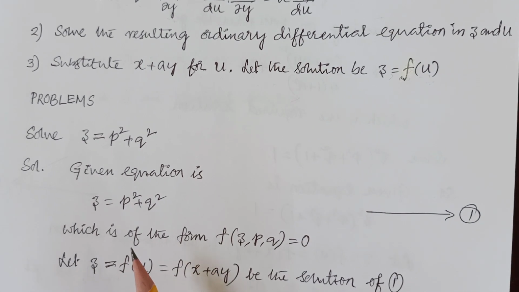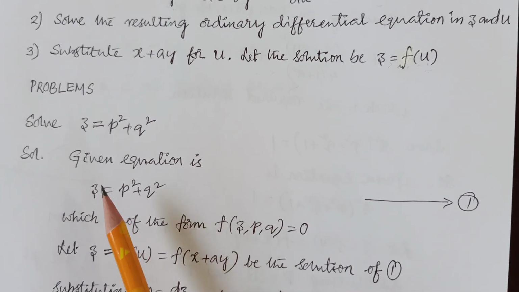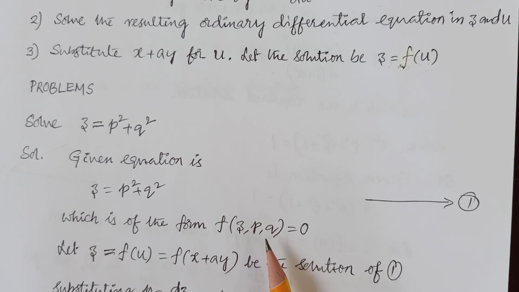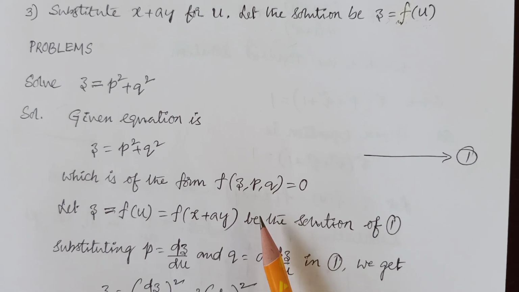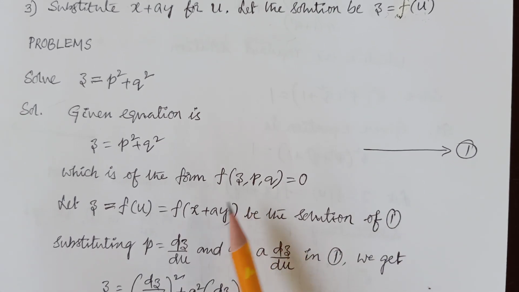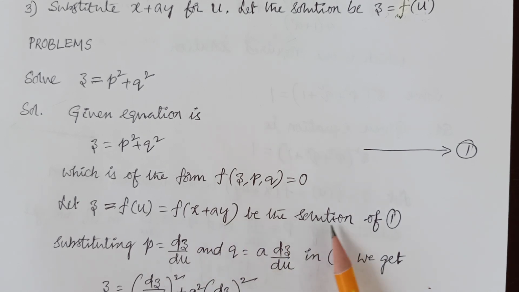Okay, this is of standard form 2, which is of the form f of z comma p comma q is equal to 0. Now what is the procedure? First we have to assume the solution. Let z is equal to f of u, where u is equal to x plus ay, be a solution of 1.